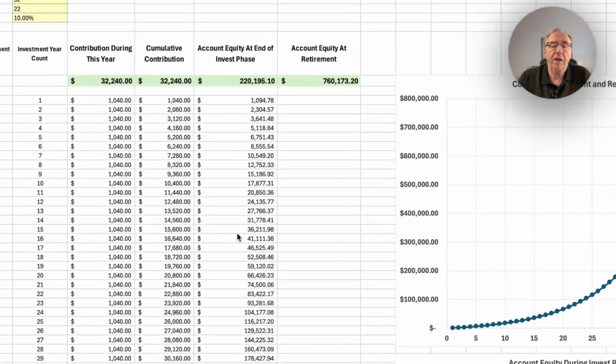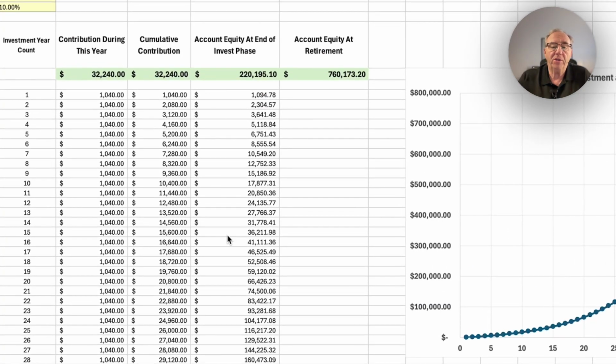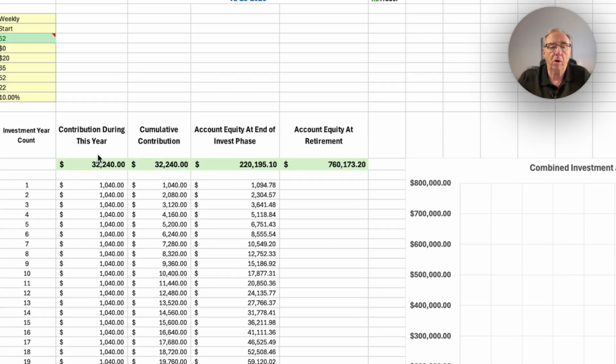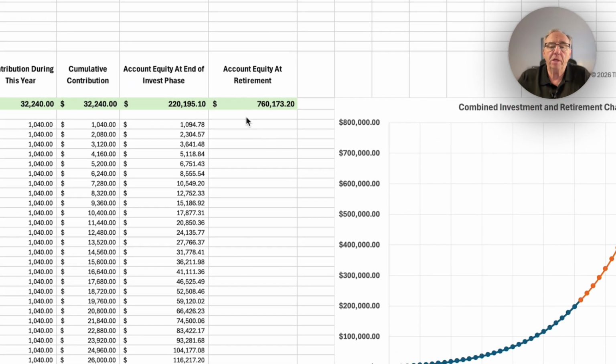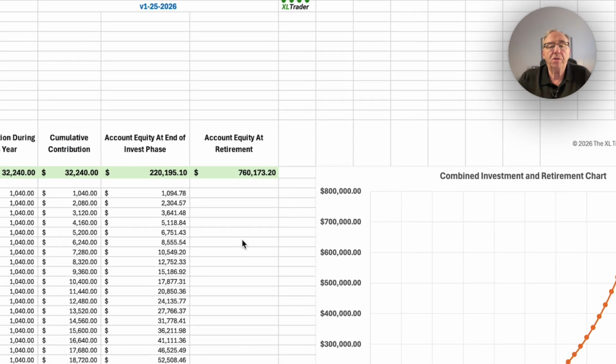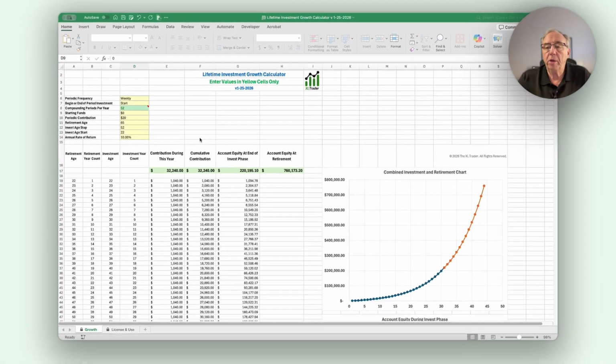There's the investment phase. So this is during the period of time that you're putting money away for every period that you determined up here. And then the accumulation phase, which results in a certain dollar amount by the time you want to retire. So let's give this a little bit of a workout, and I'll show you how this works.